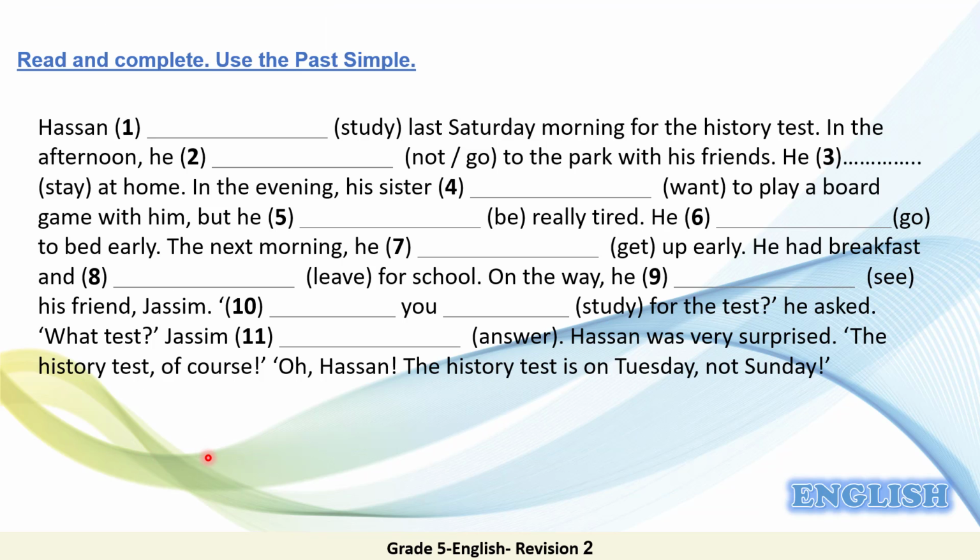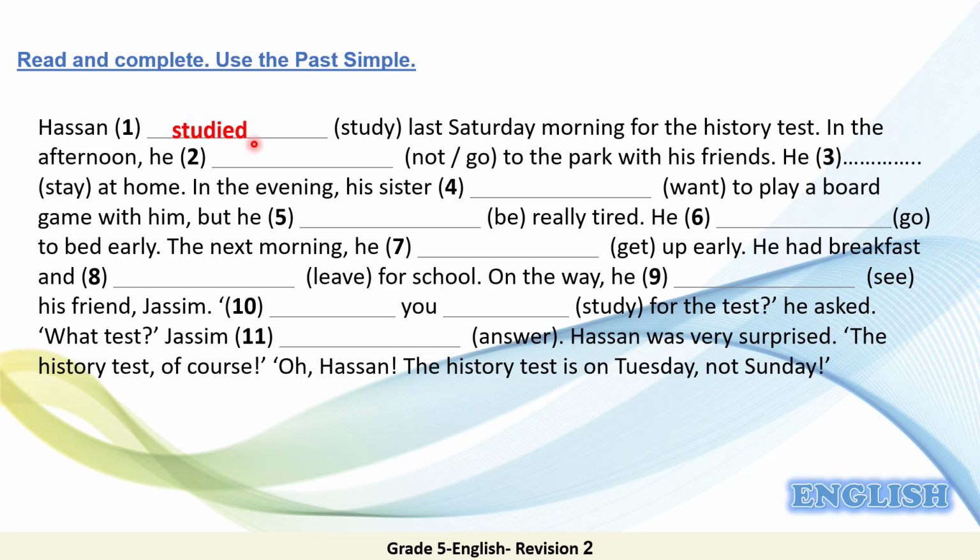Clear? This is a story in the past about Hassan who had a history test. You need to fill in the blanks with the past form of the verbs in brackets. Hassan blank study last Saturday morning for the history test. Notice the keyword last here. We need to put study in the past simple. Very good. Studied. We remove the Y and add IED. And for more explanation, you can refer back to the grammar reference page 69, the spelling rules of the past simple.